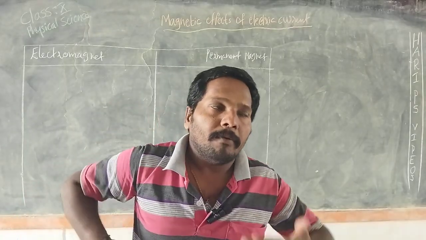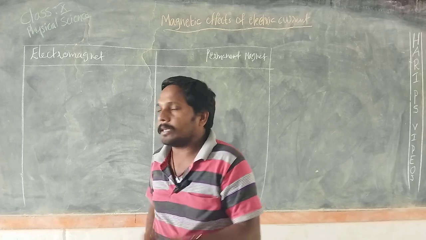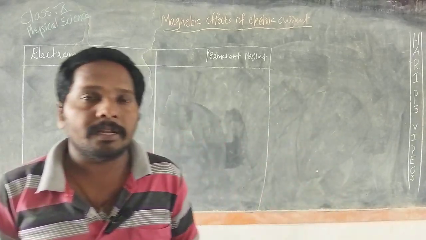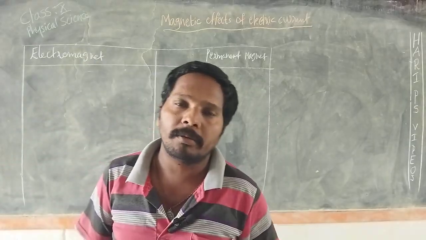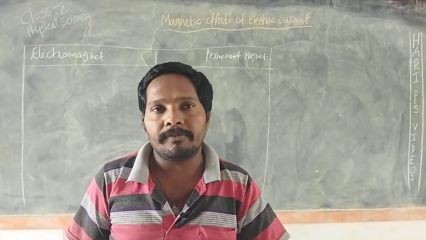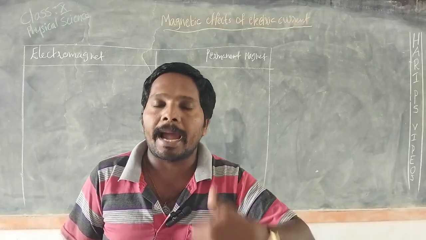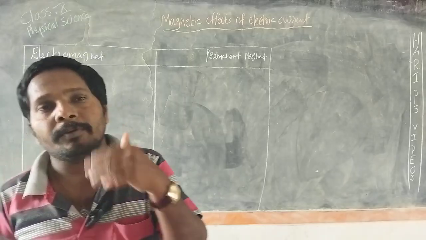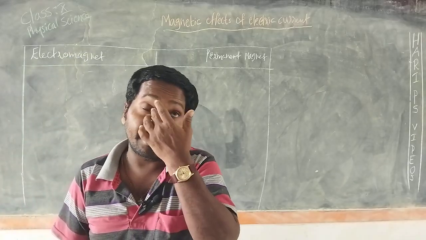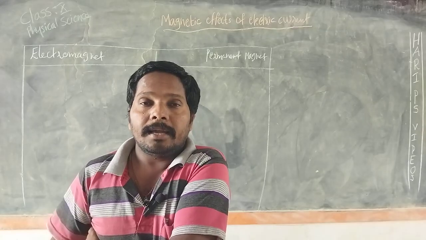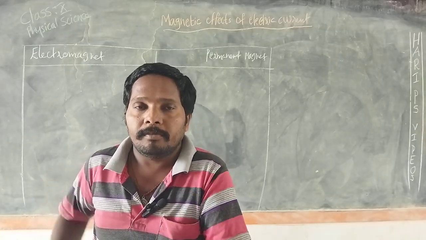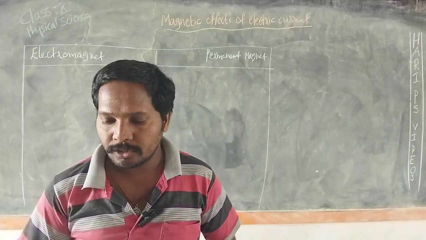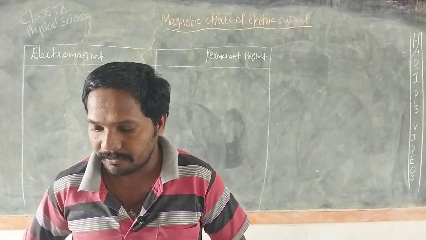As we know, when electric current is passed through a current carrying wire, whether a straight line, a circular loop, or a solenoid, a magnetic field is formed around it. A current produces magnetism in the material. So an electromagnet works on the magnetic effect of electric current.